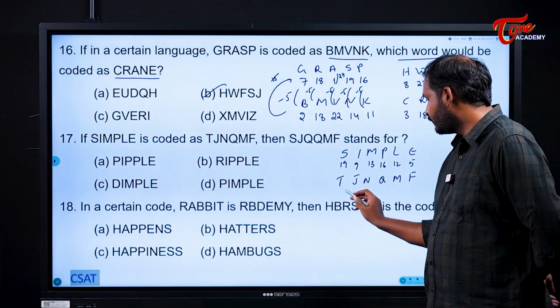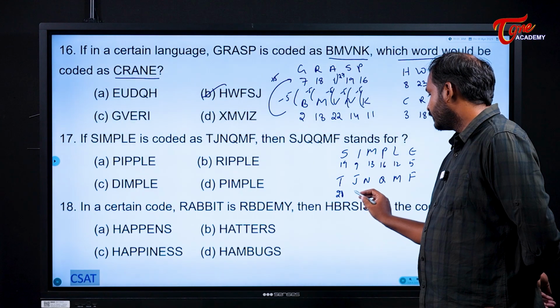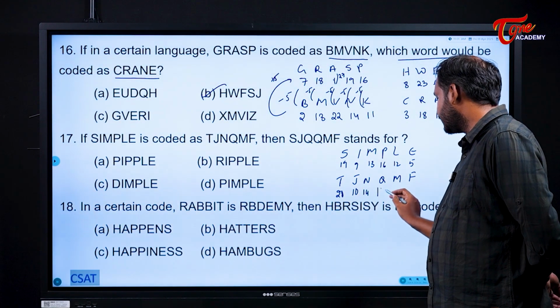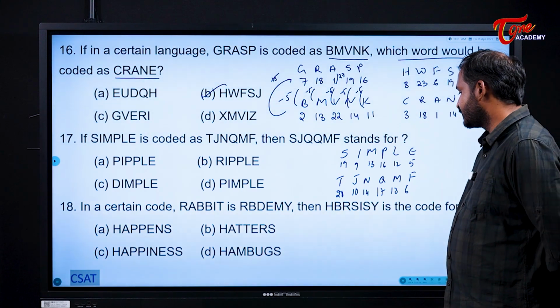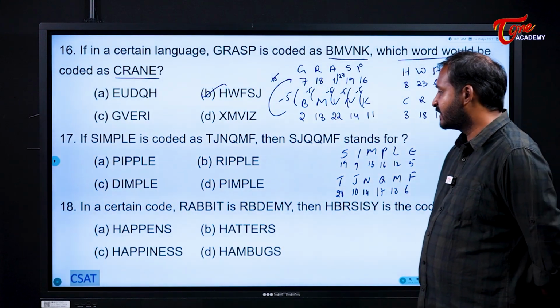What will be this place value? 20, 10, 14, 17, 13 and 6. Now what is happening in this case? Plus 1, plus 1, plus 1, plus 1. So try to solve the plus 1, S plus 1. What does it become?